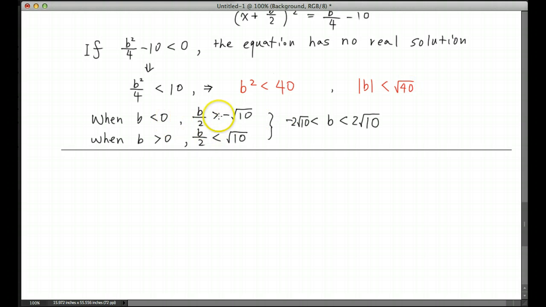Okay, and then this one, square root 40, you can take the 4 out, so it becomes 2 square root 10, right? And then we can change it a little bit here, so you should get b is more than negative 2 square root 10, or b is smaller than 2 square root 10. Yeah, that looks better. And then these two combine, you get this. Okay.